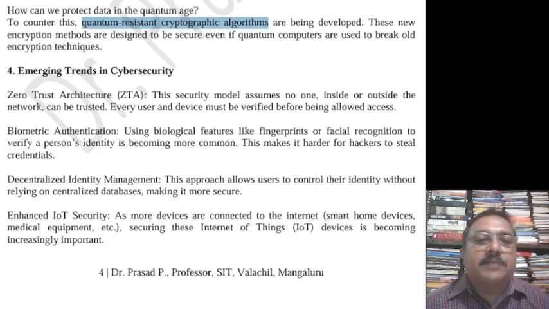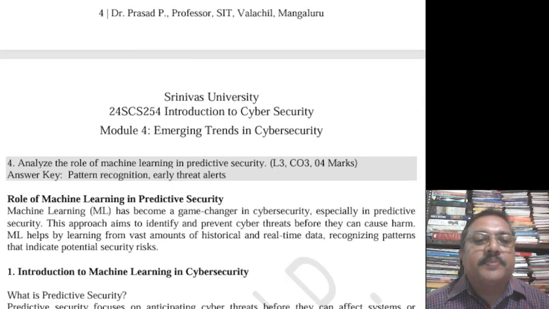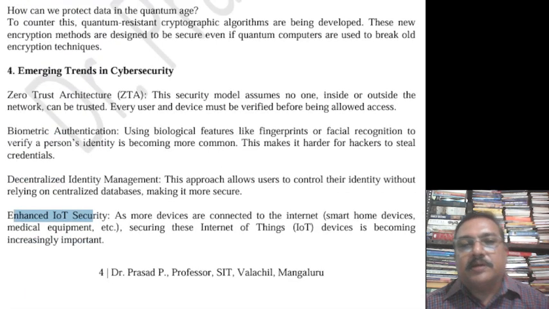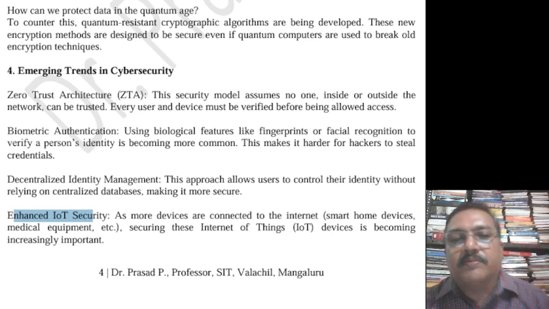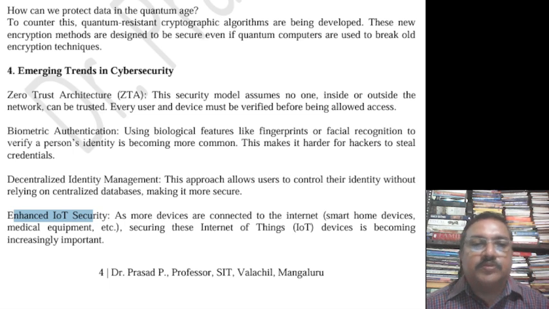Emerging trends in cybersecurity, which are the emerging trends that we see now in the cybersecurity world. We have zero trust architecture, ZTA. We have biometric authentication. We have decentralized identity management systems. We have enhanced IoT security. These are the recent developments, or emerging trends, which people are working on to make it better to safeguard our systems and the internet.